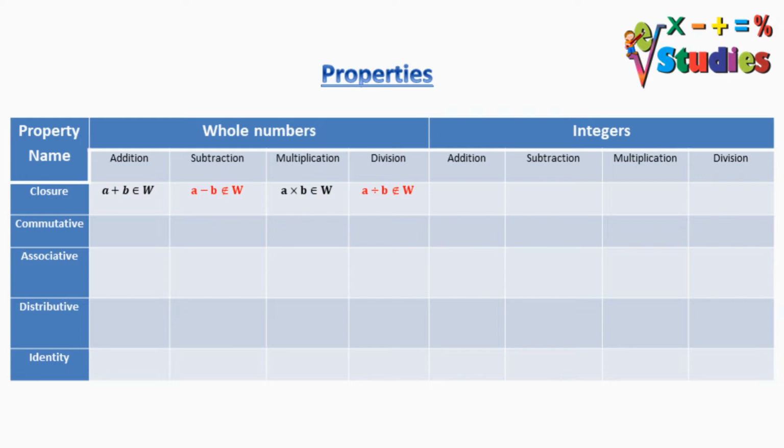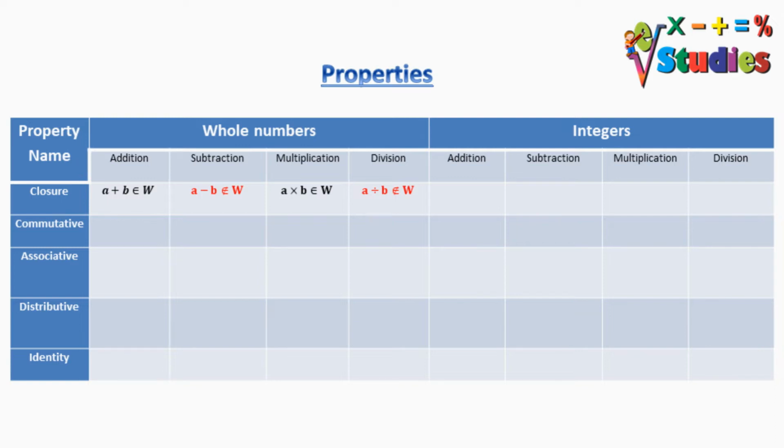So, what is a closure property? The closure property is when you add, subtract, multiply or divide two whole numbers, and if the answer is a whole number, that means they are closed under that operation. You have already learned the properties of whole numbers in standard 6, and as you can see here, whole numbers are closed under addition and multiplication, whereas they are not closed under subtraction and division.